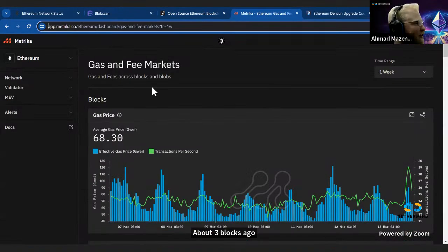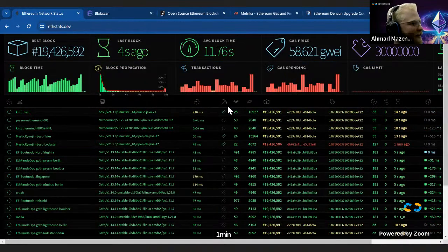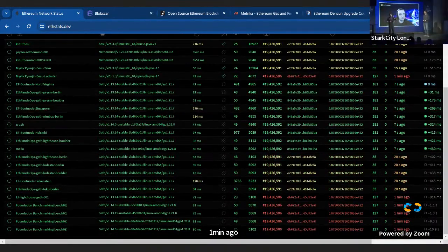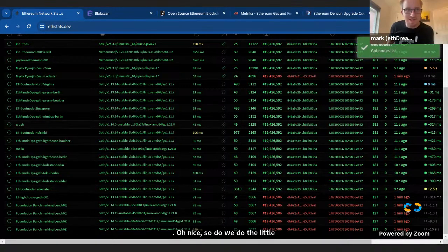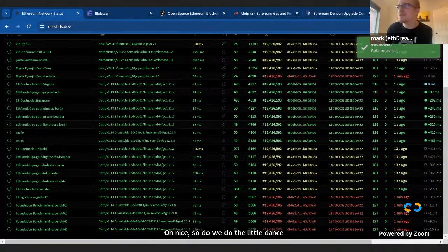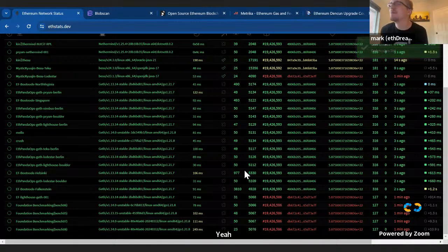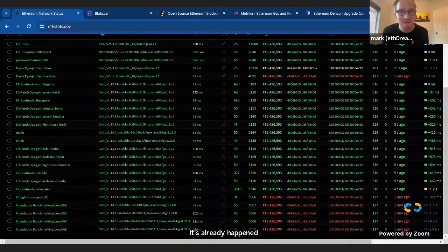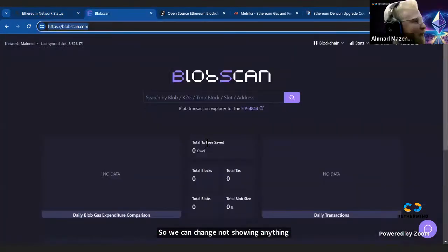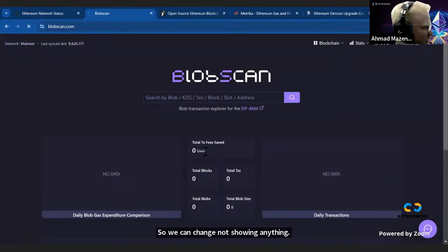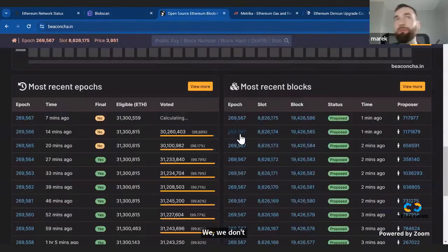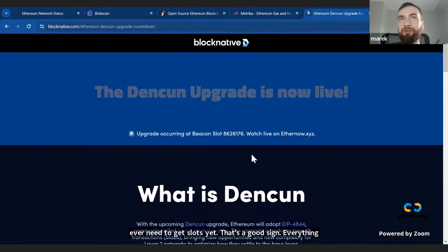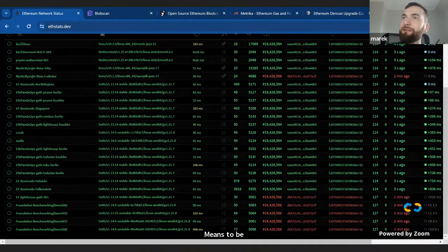The beacon chain is not showing anything. We don't have any skipped slots yet. That's a good sign. Everything seems to be proceeding nicely. People upgraded their nodes, it seems. Worldcoin looks good. So it means that there is no fork between clients.